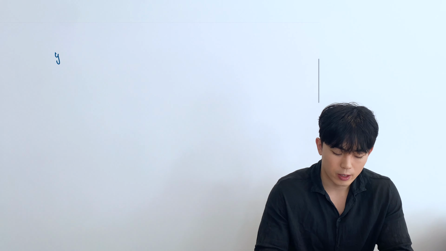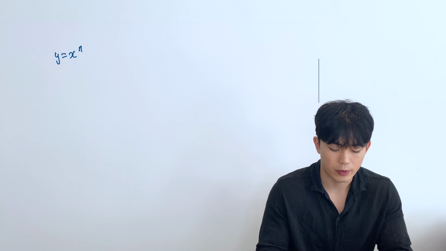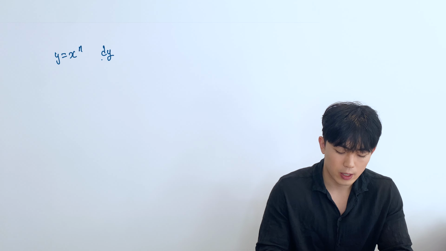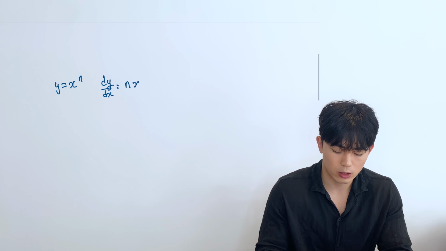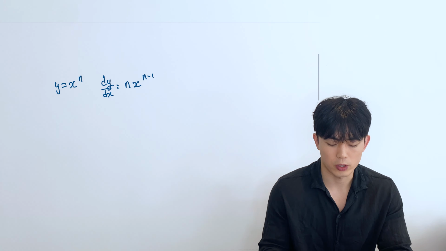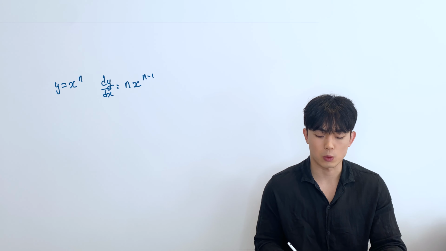So for very basic terms where we have x raised to a certain power of n, if we were to differentiate this, then all we need to do is bring the n down and multiply it to the x, and then to the power we just minus 1. So we get nx^(n-1).